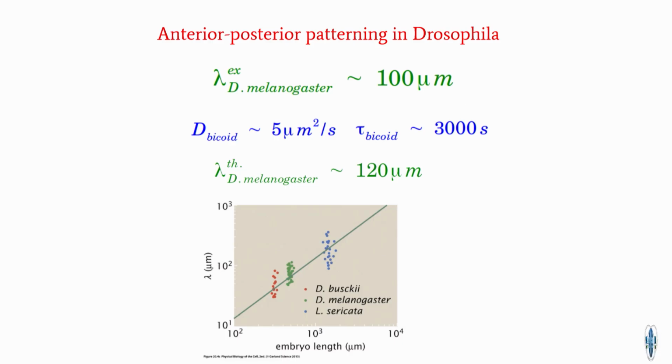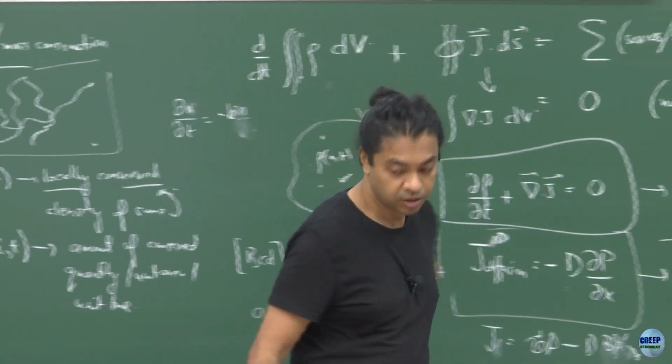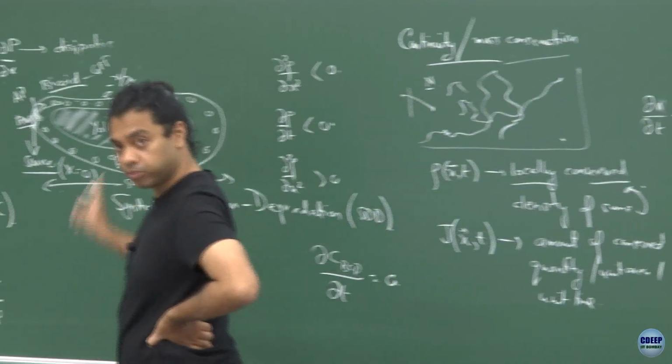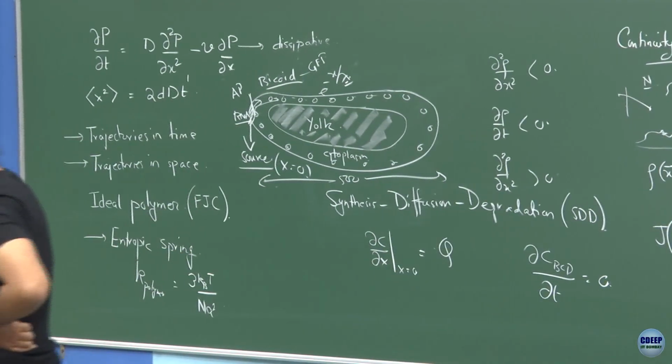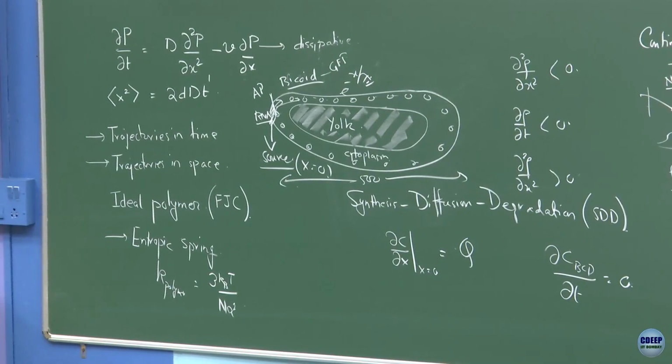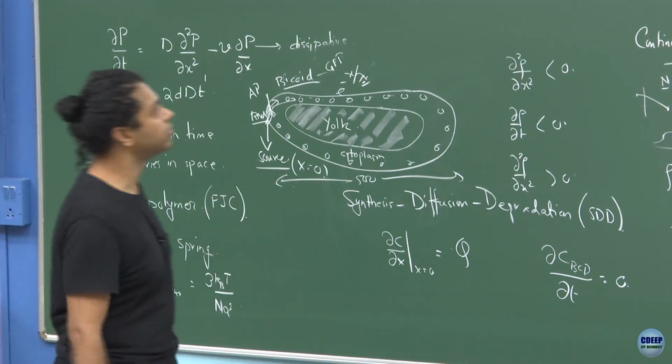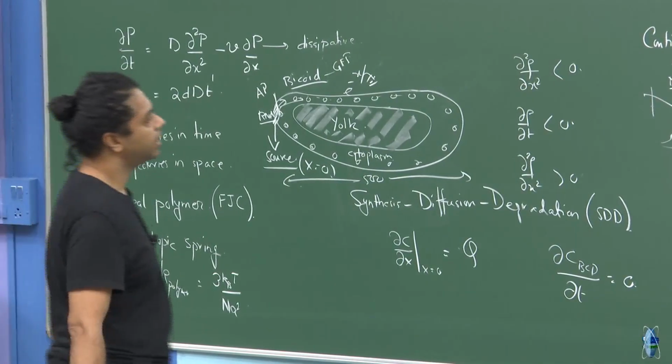Where are we considering the curvature? We are not considering the curvature, at least in this model. But technically one should, because it's some sort of an ellipsoidal geometry roughly, if you look at the Drosophila embryo. So, you can do that.